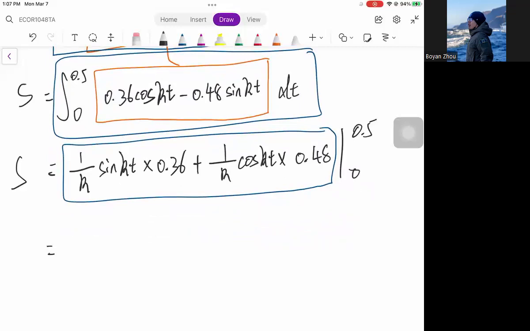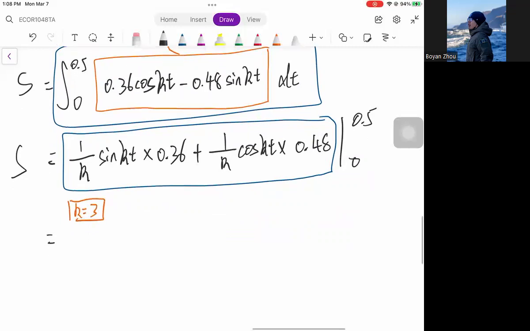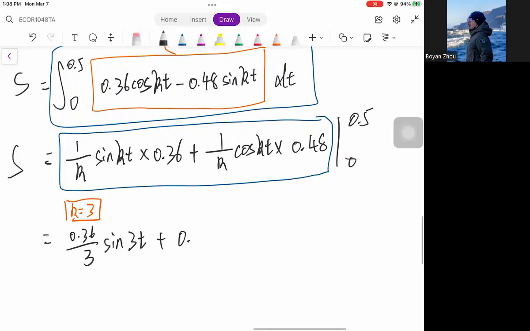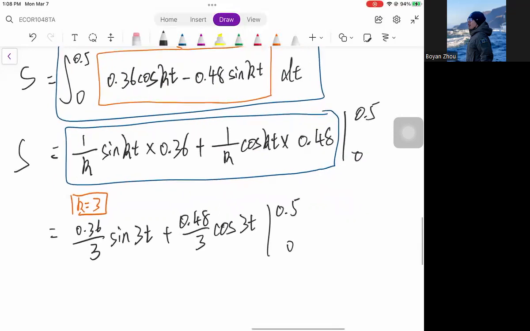So we also know the k is equal to 3. So what we have is 0.36 over 3 sine 3t plus 0.48 over 3 cosine 3t, evaluating from 0 to 0.5.